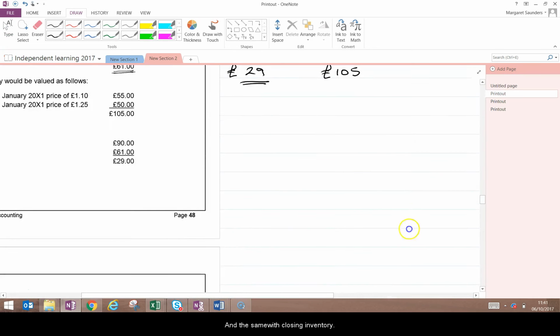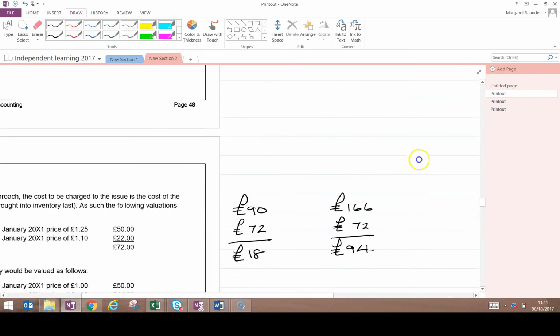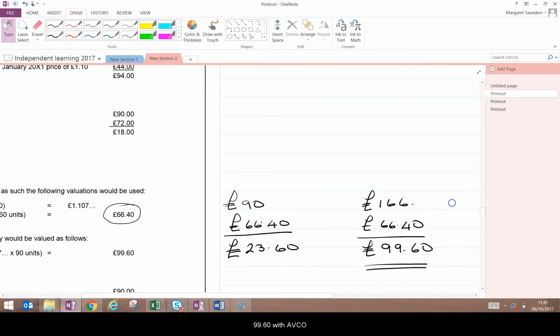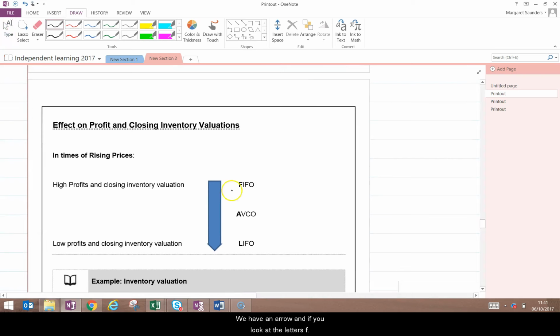And the same with the closing inventory. 105 with FIFO, 94 with LIFO, 99 with AVCO. So again, AVCO is in the middle. So here on this diagram we have an arrow, and if you look at the letters F, A, L, FAL spells fall. So profit is falling, closing inventory valuation is falling. So with FIFO they're the highest, falling to AVCO, falling to LIFO.